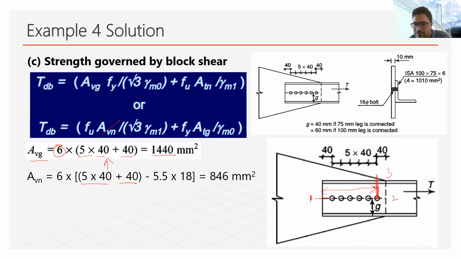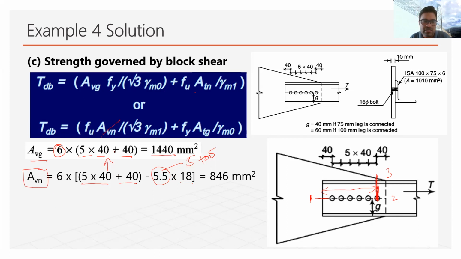So you can see this distance is from the center of the hole. So the last hole we will consider half, and the other 5 holes, they are the full holes that we have to deduct. So this becomes 5 holes plus half last hole. This last hole, because we are considering from the center of the last hole, so we are considering only the half hole. So the number of holes becomes 5.5 and dia of one hole is 18. So this is how we have calculated the area AVN, which is the net effective area in this case.